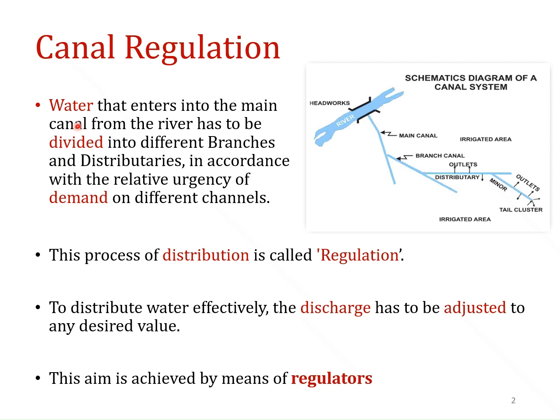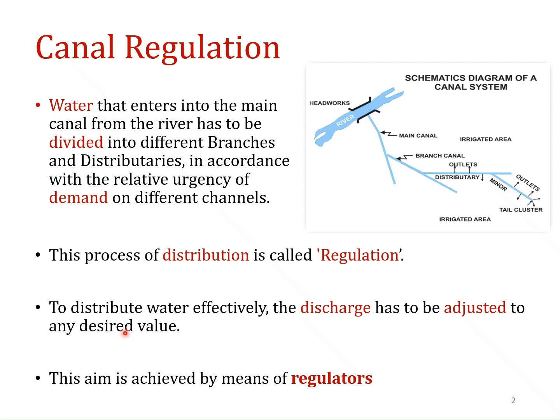Let me read it for you. Water that enters into the main canal from the river has to be divided into different branches, as you can see here, and distributaries in accordance with the relative urgency of demand on different channels. And this distribution process is basically called regulation.